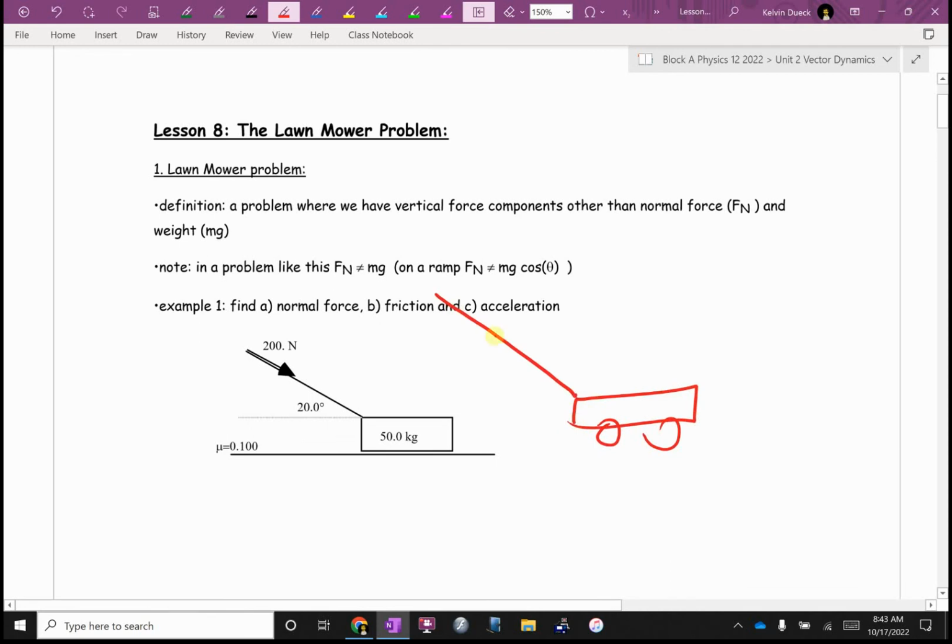Now you could either, Madison, be pushing down, or you could be pulling up, or it could be on that side pushing down, or that side lifting up. But regardless, can you guess how we're going to start, Madison? Free body diagram, and we're going to go carefully with components.